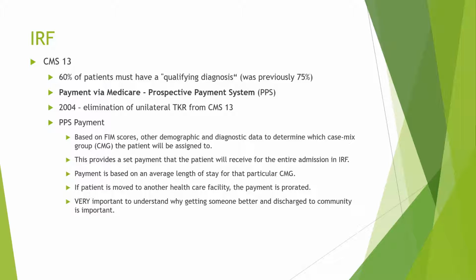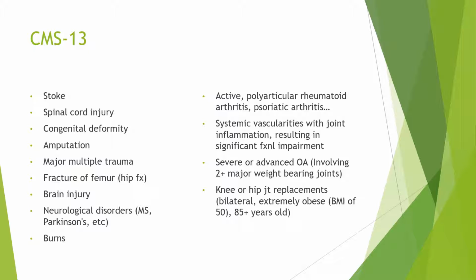If the patient's moved to another healthcare facility, the payment is prorated. If for some reason the patient ends up getting sick or has an infection or a fall or can't tolerate the 3 hours of therapy and now they start to decline, they might have to go back into maybe a skilled nursing facility or back to acute care. If this happens, payment is going to be decreased for that facility. So it is very important to make sure that you know who's the most appropriate person to put into your IRFs when you're sending them there.